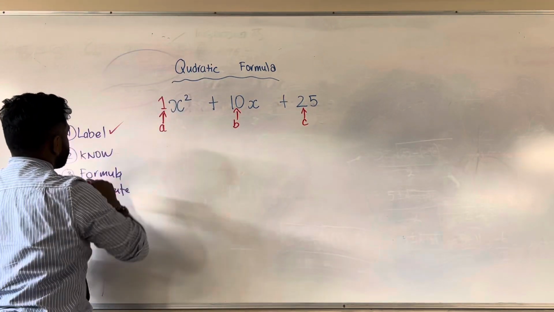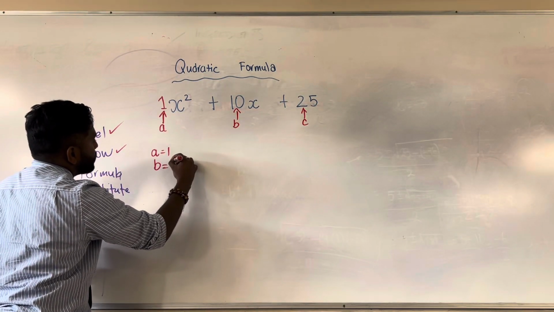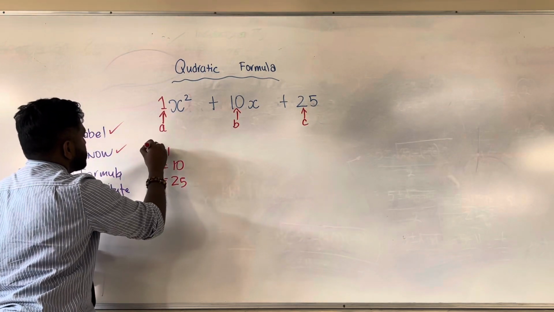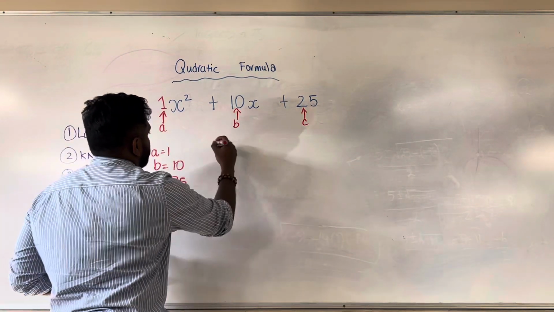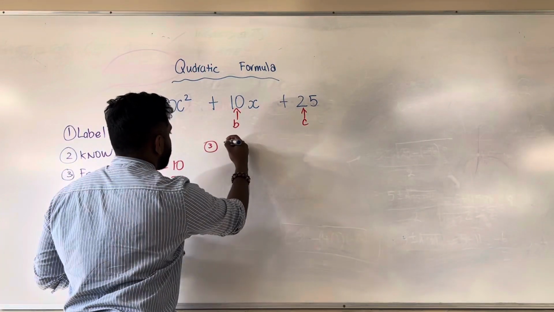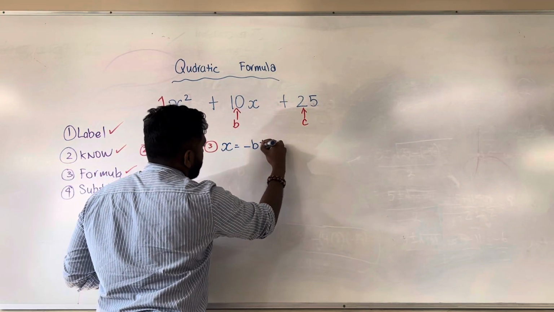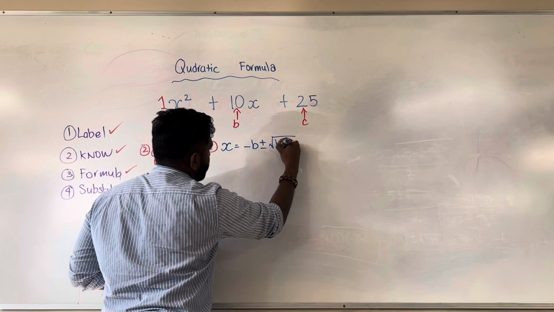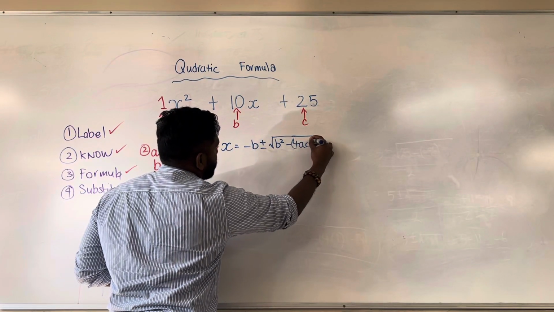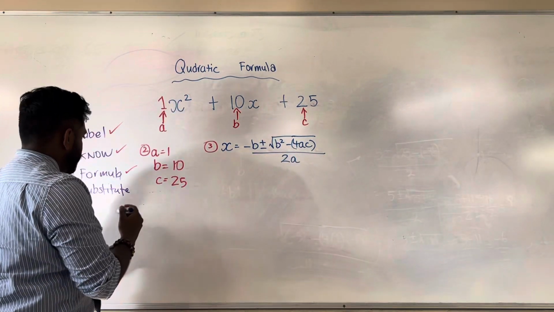We're going to tick that. We're going to write down what we know. So a is equal to 1, b is equal to 10, c is equal to 25. Second step done. Let's go through the third step, which is formula. Let's write down our formula. So our formula is x is equal to negative b plus or minus the square root of (b squared minus 4ac) over 2a. Now I've done that step.